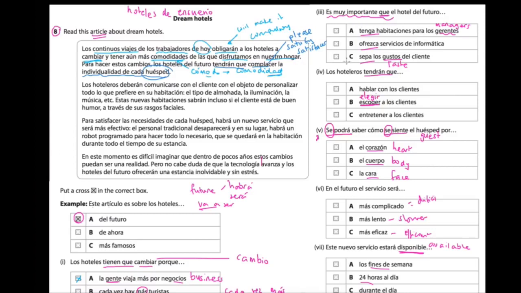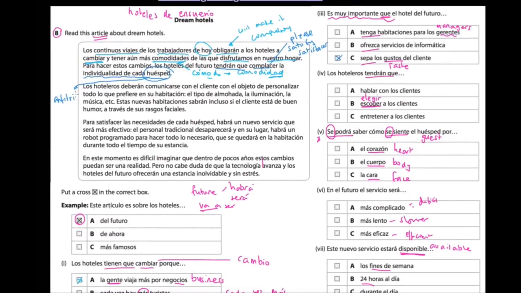Talking about huésped, guest, remember the word anfitrión. Anfitrión, which is the host. Not a very common word, but sometimes you get not very common words in these papers. So, los hoteleros tendrán que, the hotel owners will have to do what? Let's have a look, let's continue reading.